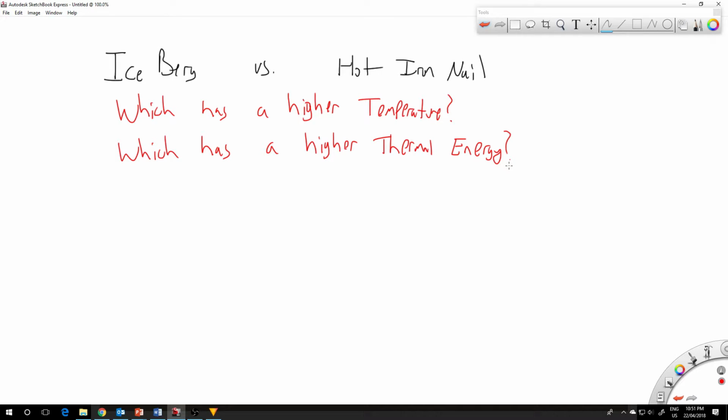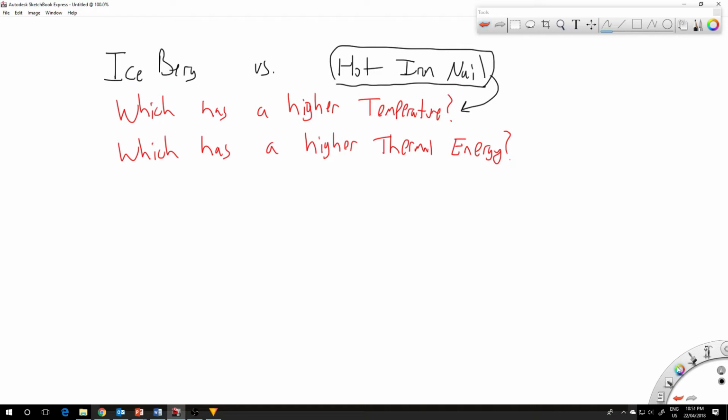Okay. And quite simply, as long as you remember the definitions, this is really easy to answer. Which has a higher temperature? Well, the hot iron nail will probably have the higher temperature simply because its temperature will be greater than 0 degrees Celsius. A hot iron nail will have temperatures of upwards of 100 to 200 degrees Celsius.